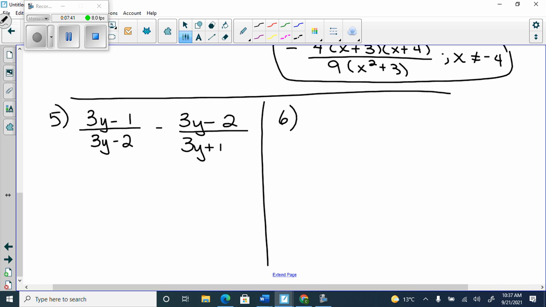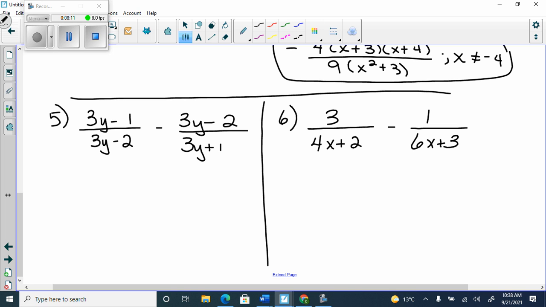This is a multiplication. Then 6 is going to be 3 over 4x plus 2 minus 1 over 6x plus 3. Please pay attention. What's the very first thing you should do with your denominators? Check if you can make them the same. Check if you can take out a GCF or a difference of squares, right? 3y minus 2, 3y plus 1. Can I do anything to those? No, so I multiply by each other.